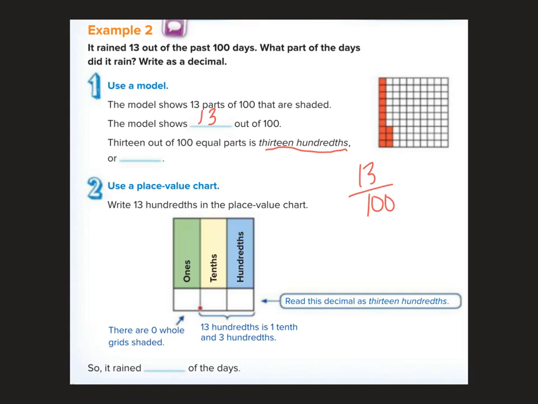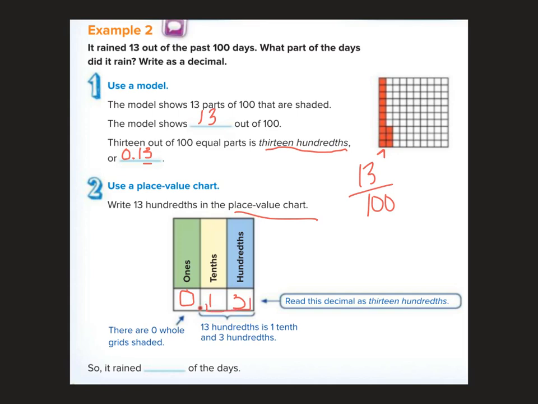Or, ready for this? 0 point. Now we notice there is 1 tenth, right? 10 of them are covered in, so I'm going to have 1 tenth and 3 hundredths. So 13 hundredths. And notice the 3 from the 13 is in the hundredths place. So if I put it into a place value chart, I have 0, 1 tenth, and 3 hundredths. We would say this number is 13 hundredths.